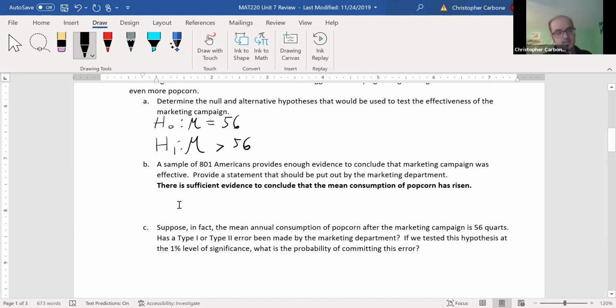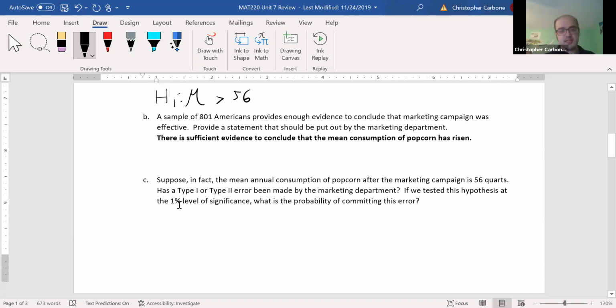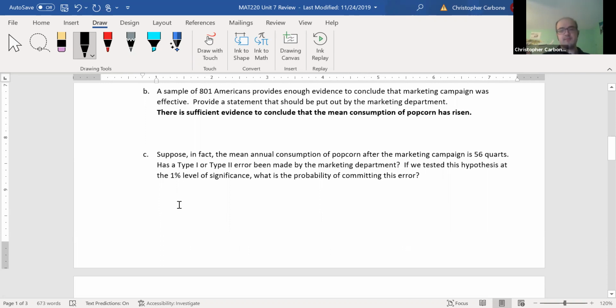Now, let us suppose, in fact, the mean annual consumption of popcorn after the marketing campaign is 56 quarts. Has a type 1 or type 2 error been made by the marketing department? If we tested this hypothesis at the 1% level of significance, what is the probability of committing this error?